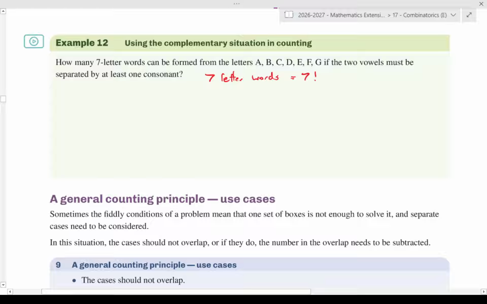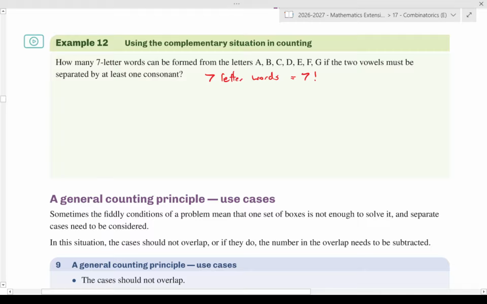Now what we're going to do is work out what the problems are. It says if the two vowels, so A and E, are separated by at least one consonant. Okay, so we're going to work out the ones that don't work. Because if I work out separated by at least one consonant, I could have A, B, C, D, E would work, or A, B, C, E would work, or A, B, E would work.